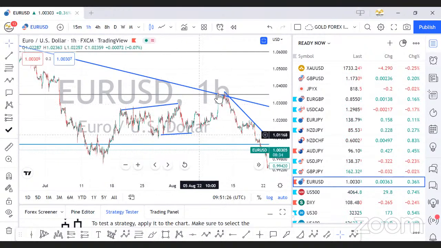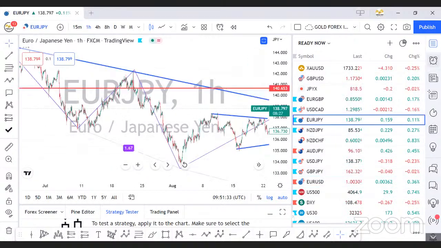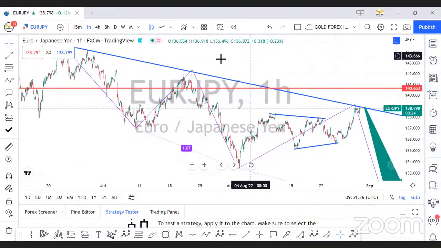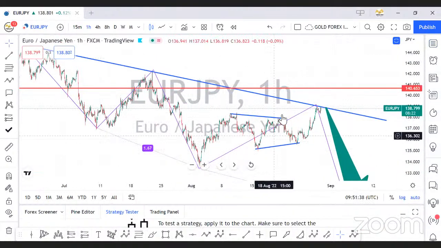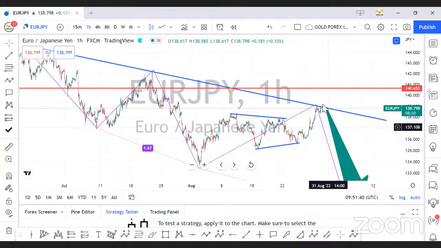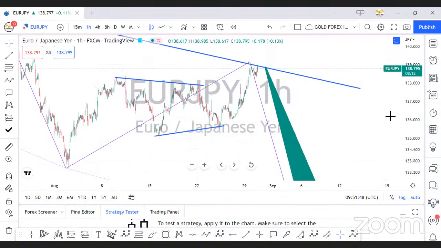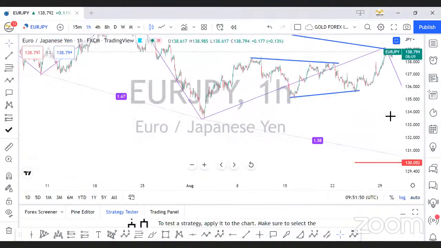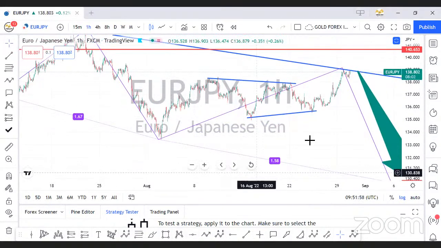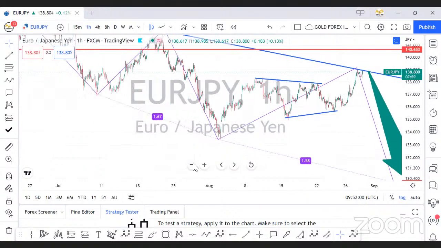This is an ABC correction. This looks like the same thing over here: impulse, ABC correction, another impulse. So if this one should hold, then it's going to sell all the way to 1.618, because the previous level also ended at 1.618. So let's hope and see what's going to happen from that.